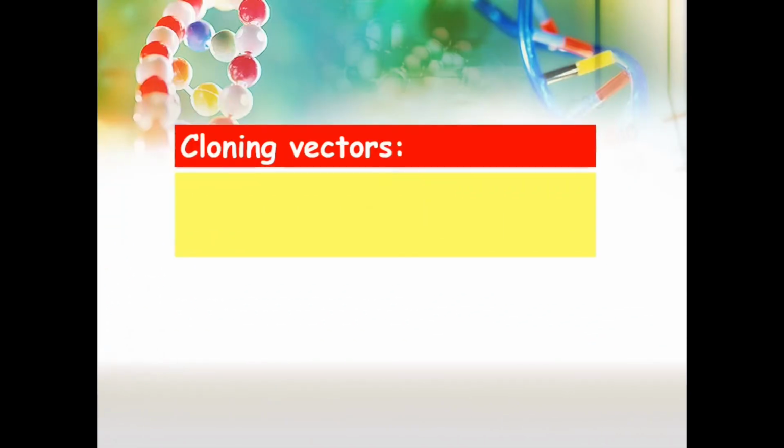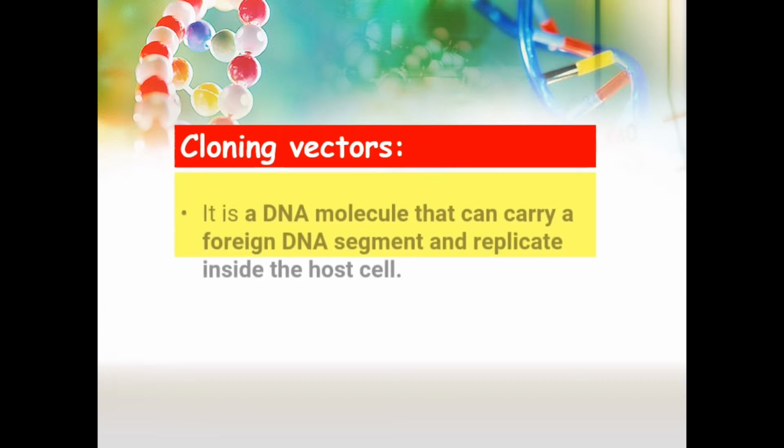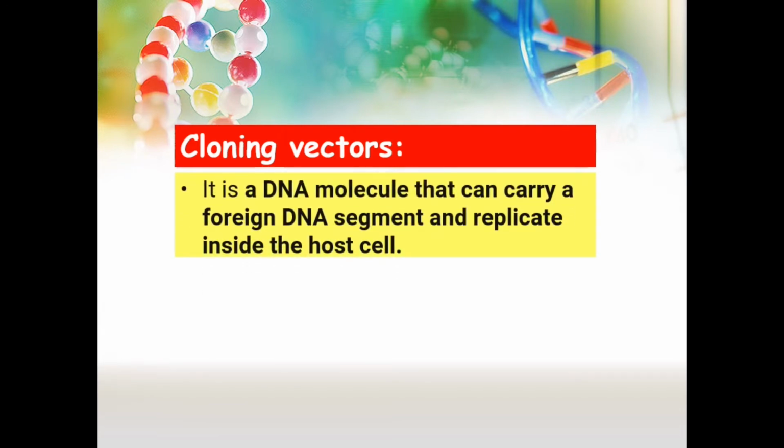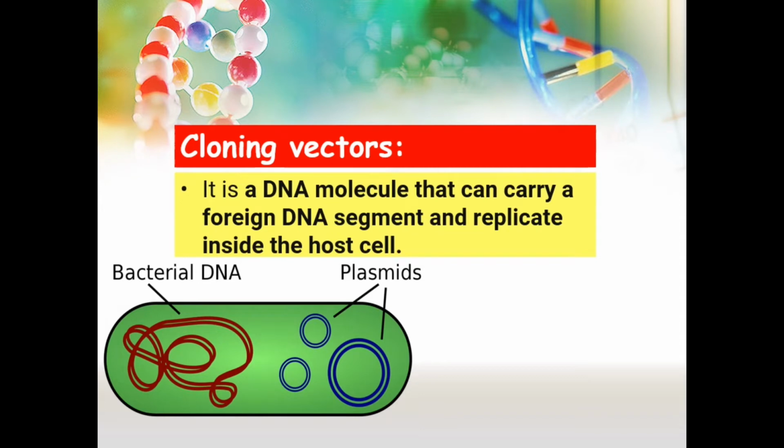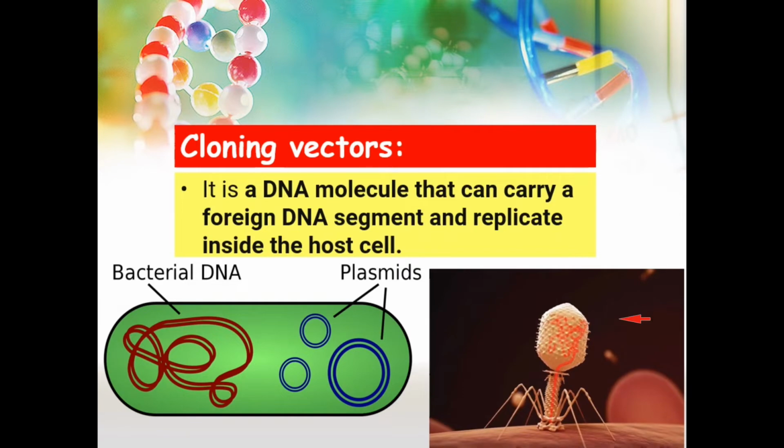What are cloning vectors? So cloning vectors, they are DNA molecules in which we can integrate a gene of interest. And later on it can be used to replicate inside the host cell. In bacteria, the commonly used cloning vectors are plasmids and bacteriophages.